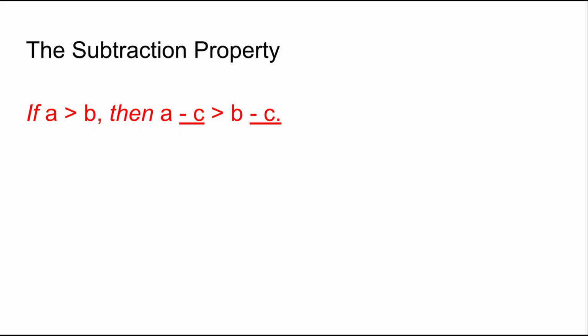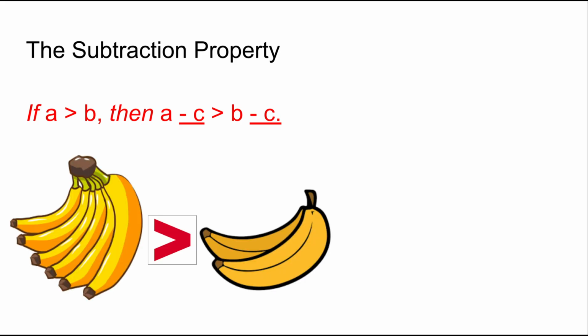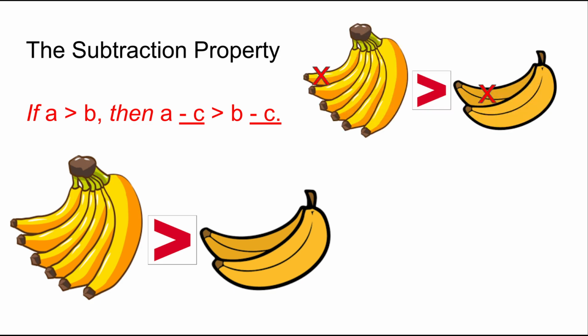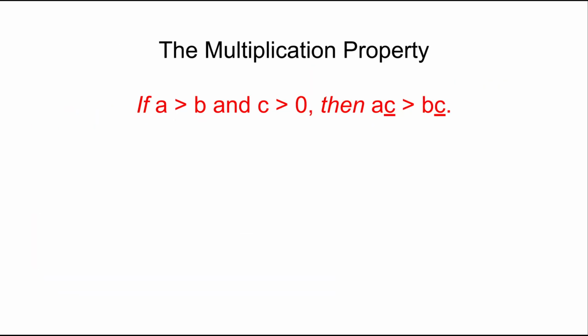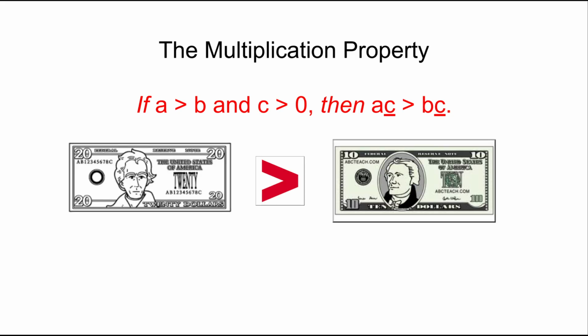Then we have the subtraction property, which is the same thing except the opposite. If we have A is greater than B, then A minus C is greater than B minus C. So if we have the same amount subtracted from both sides, it will still maintain the same inequality. The multiplication property is the same as well. So A is greater than B and C is greater than 0. So A times C is greater than B times C.